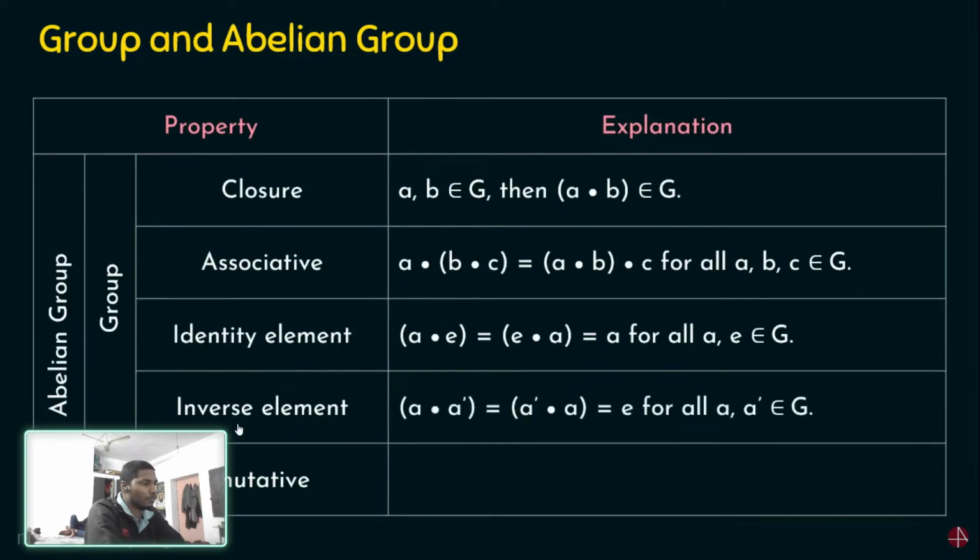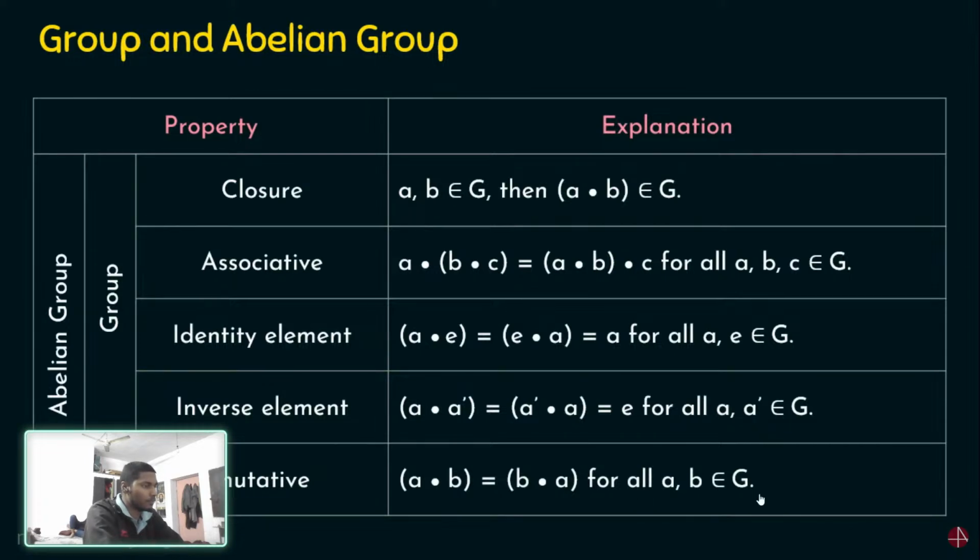And what's the next one? There exists an inverse element in the group. If you take an element A, it should have its inverse in the group, so that the element A and its inverse under the dot operation will give the identity element, which we have seen in the previous property. So when A dot A dash, that is the inverse, gives the identity element for A comma A dash which belong to G, then there exists an inverse element. When these four properties are satisfied, then it is a group. A group is said to be abelian if it is commutative: A dot B is equal to B dot A for all A comma B belonging to G.